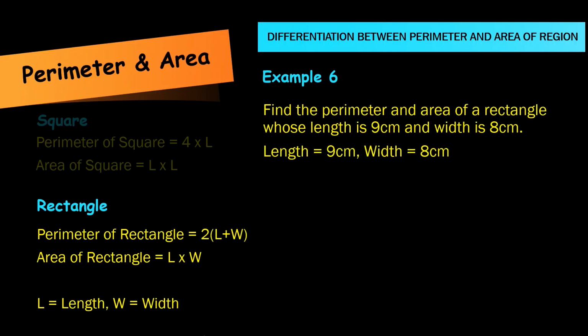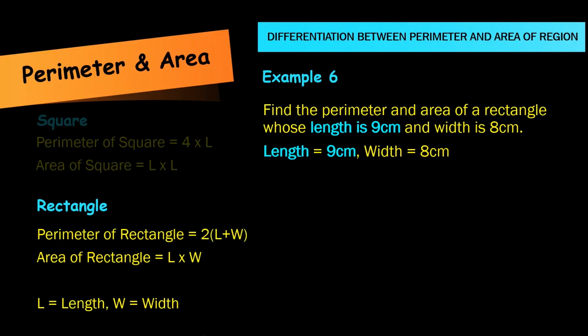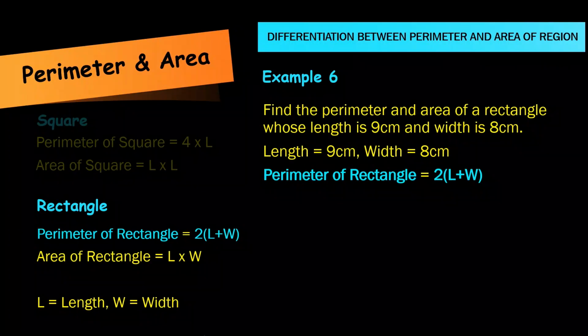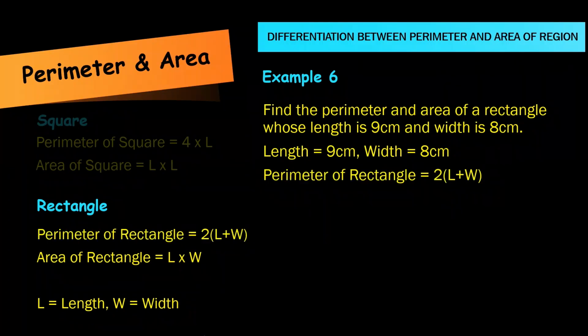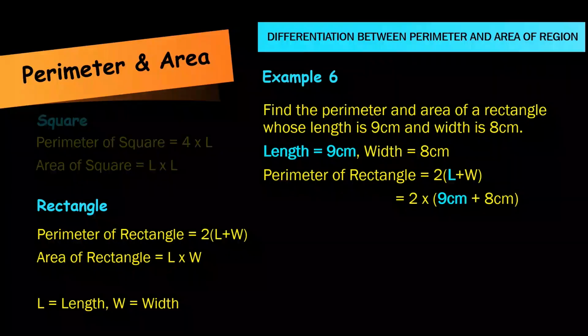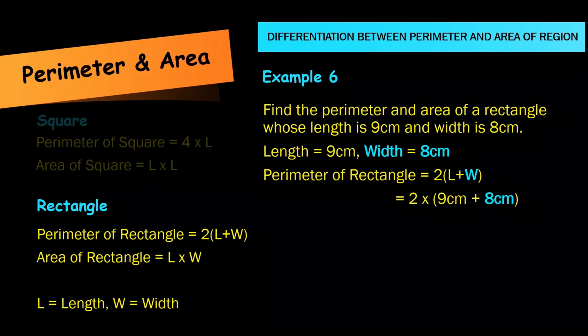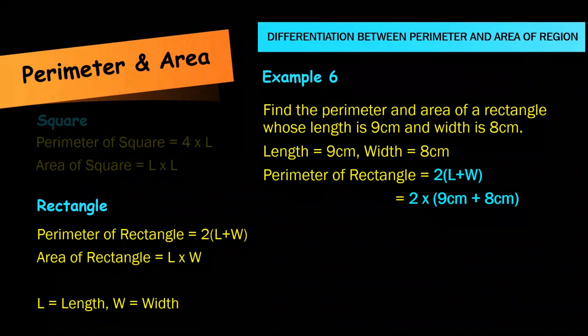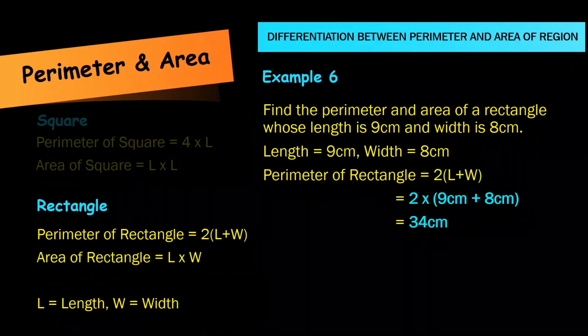So let's write this out. We have length equal to 9 centimeters and width equal to 8 centimeters. The formula for the perimeter of a rectangle equals 2 times length plus width. So plugging in the value for length, which is 9 centimeters, and the value for width, which is 8 centimeters, gives us that the perimeter of the rectangle equals 34 centimeters.